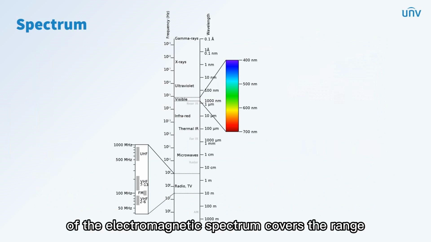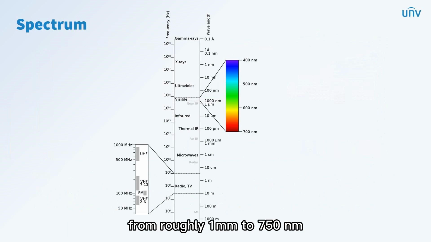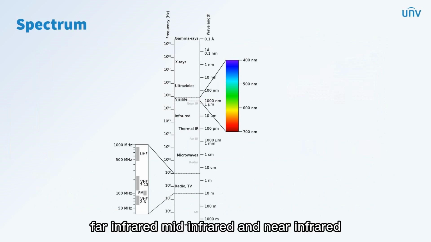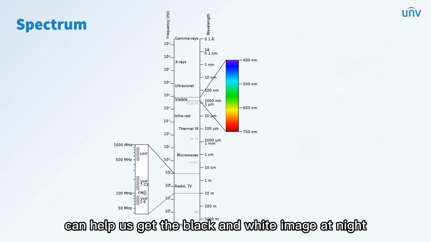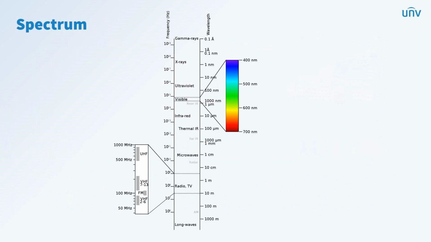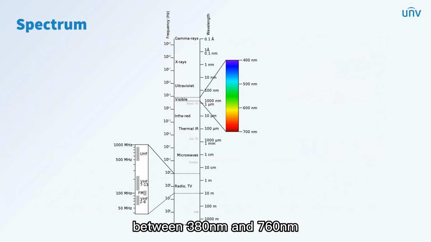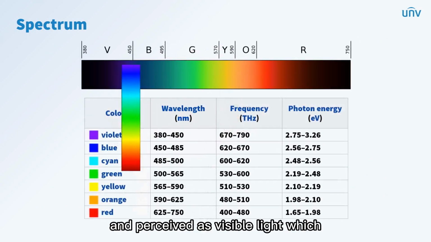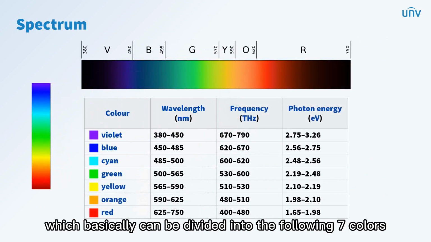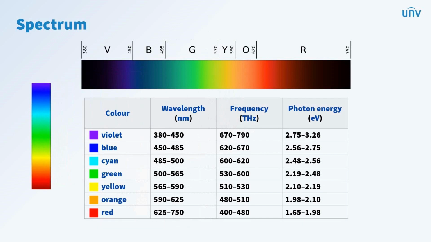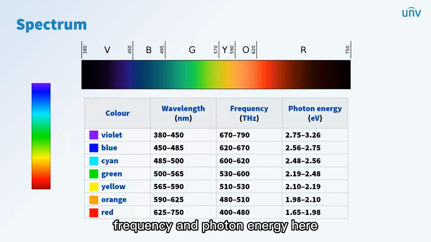The infrared part of the electromagnetic spectrum covers the range from roughly 1 mm to 750 nanometers. It can be divided into three parts: far infrared, mid-infrared, and near-infrared. Infrared light can help us get the black and white image at night. Electromagnetic radiation with a wavelength between 380 nanometers and 760 nanometers is detected by the human eyes and perceived as visible light, which basically can be divided into the following 7 colors. And we can see their wavelength, frequency, and photon energy here.